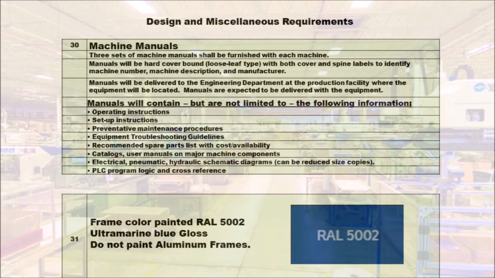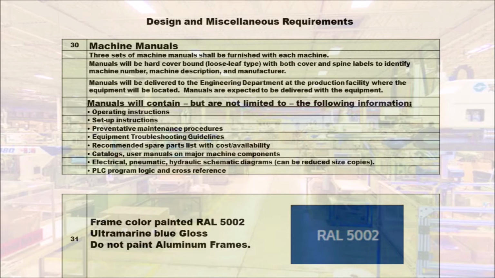Manuals will contain, but are not limited to, the following information. Operating instructions. Setup instructions. Preventative maintenance procedures. Equipment troubleshooting guidelines. Recommended spare parts list with cost availability. Catalogs, user manuals on major machine components. Electrical, pneumatic, hydraulic schematic diagrams, can be reduced size copies. PLC program logic and cross-reference.